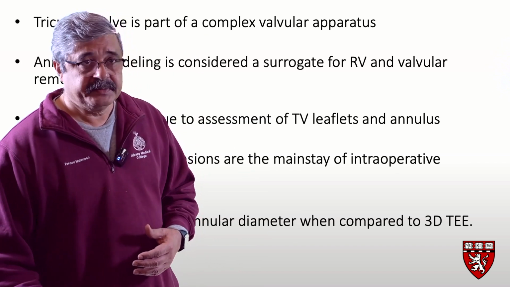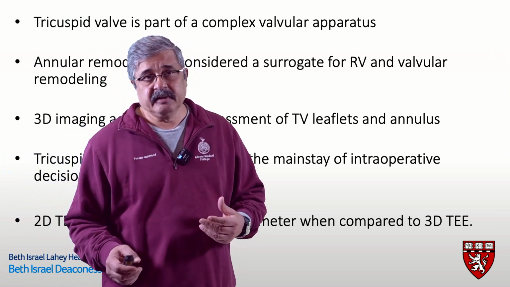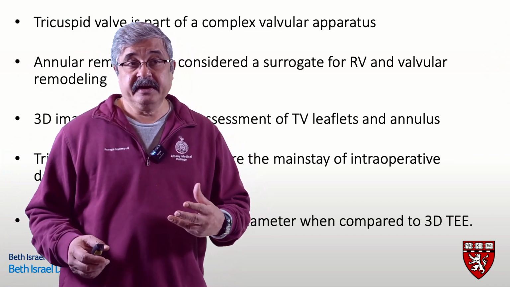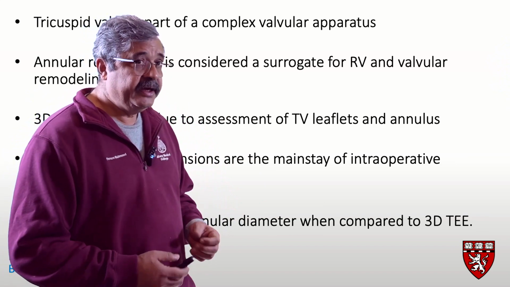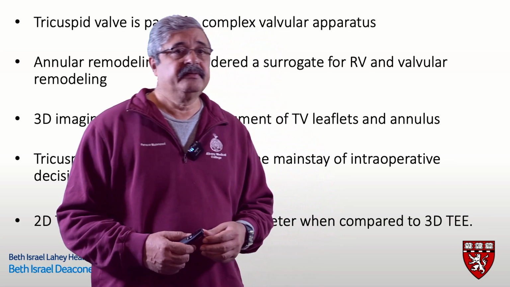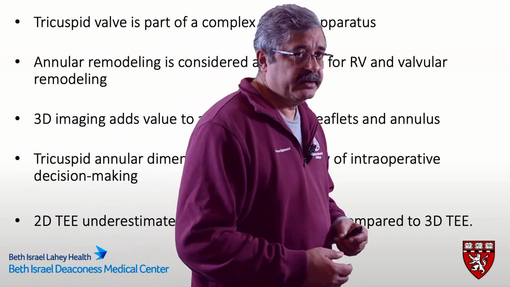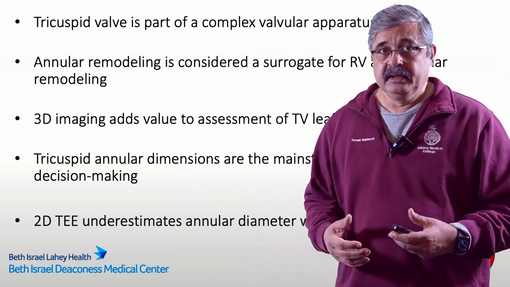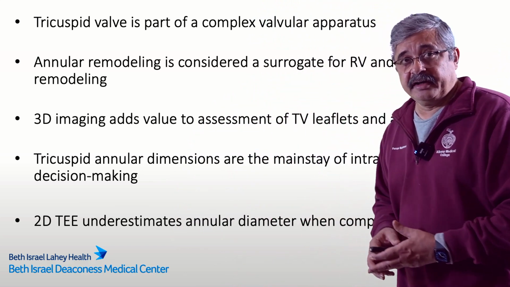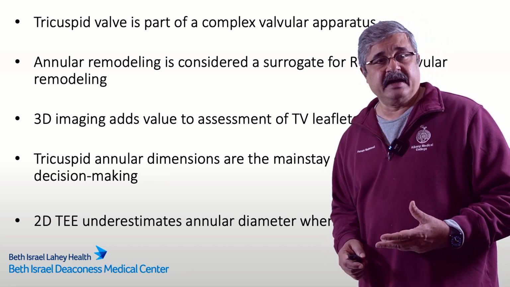So in conclusion, the tricuspid valve is part of a complex valvular apparatus. Annular remodeling is considered a surrogate of RV and valvular remodeling. 3D imaging adds value to the assessment of leaflets and annulus. However, at this time, tricuspid annular dimensions, limited as they are in providing information, are the mainstay of intraoperative assessment of the tricuspid valve.